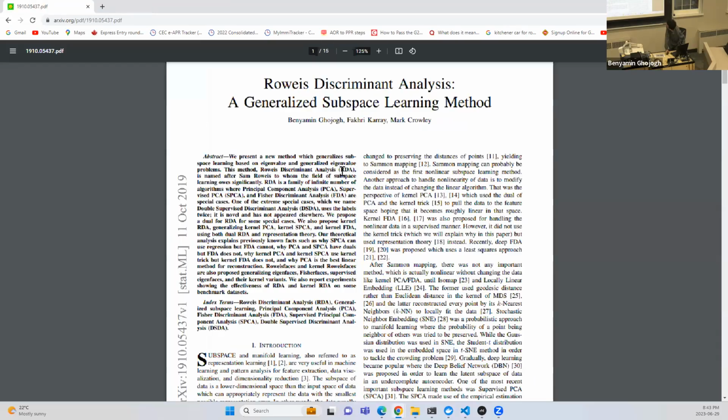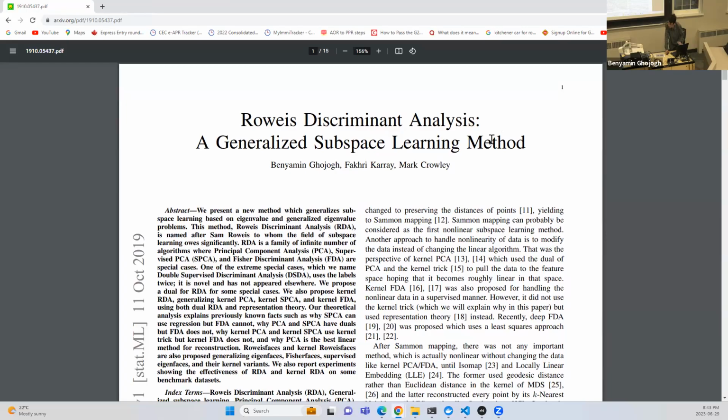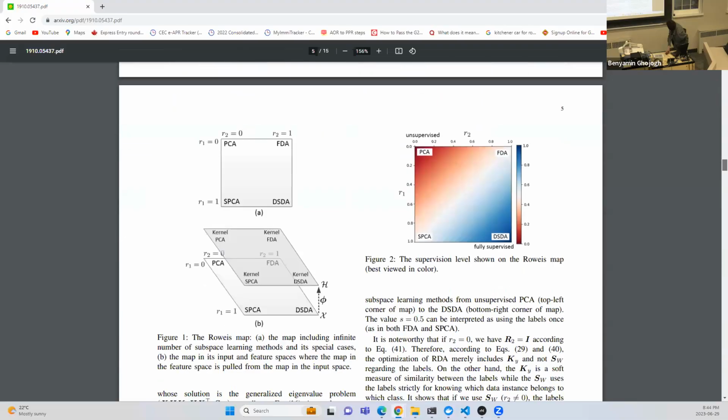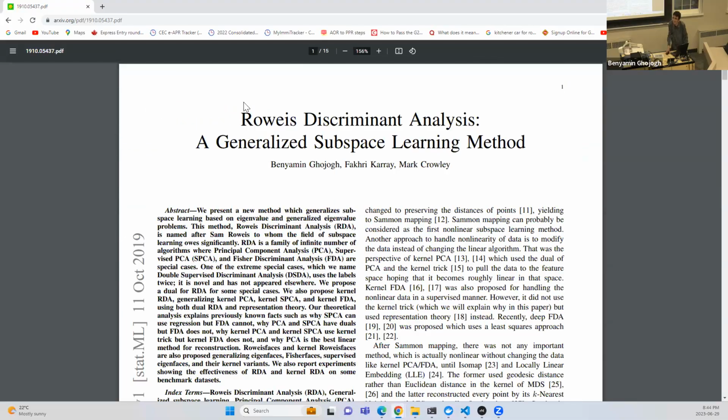Roy's discriminant analysis is a generalized subspace learning method. Also it has another variant published in the conference. Okay, so it's the archive variant right here. Doesn't matter. By the way, why did I name it Roy's discriminant analysis? In the memory of Sam Roweis. I think I told you many of the algorithms that we are looking at are developed by Sam Roweis. Sam Roweis was the student of Hinton. He passed away.